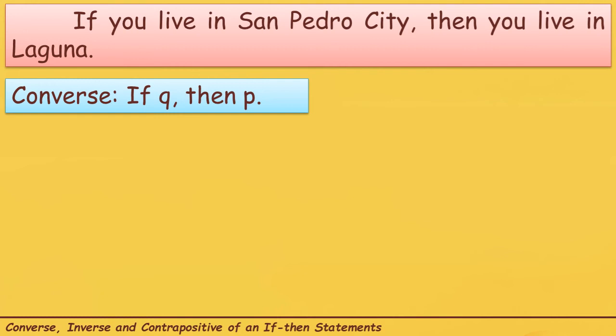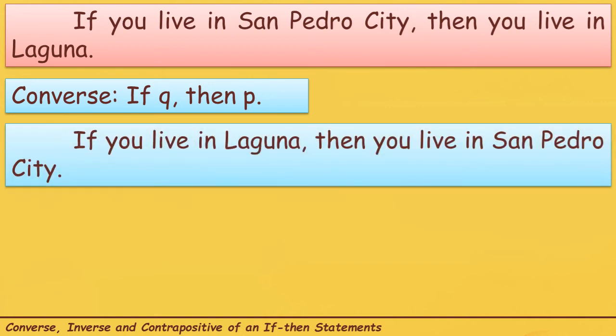All right, that is correct. If your answer is, if you live in Laguna, then you live in San Pedro City. So, ganun lang kabilis. Pinagbaliktad lang natin yung hypothesis at conclusion. Yung San Pedro City na kanina ay nasa unahan, nasa dulo na ngayon. Okay, so aside from converse, let us get the inverse.